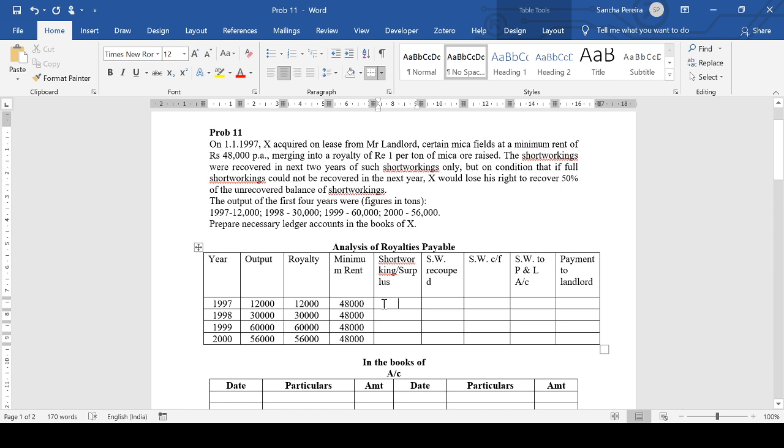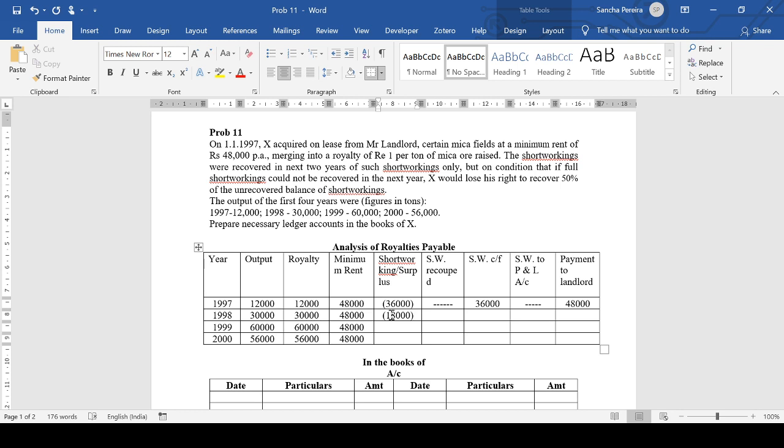So now we start with the short workings. In the first year we have a short working of 36,000. Since it's a short working, nothing can be recouped. We carry the entire thing forward because we have the next 2 years to recover it. So we carry the entire short working forward. We don't need to transfer anything to P&L account. The payment to landlord will be the minimum rent or actual royalty, whichever is higher. Second year again we have a short working of 18,000.